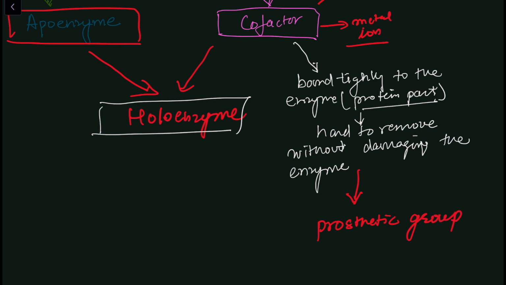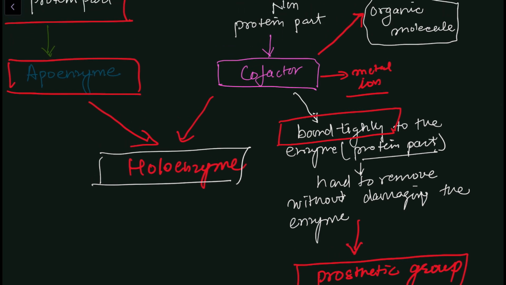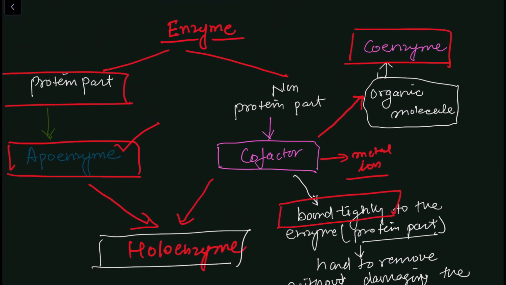So every time the term prosthetic group is used in relation with the enzyme, that means we are talking about the cofactor, and it is bound tightly to the protein part of the enzyme, which is also known as apoenzyme. Clear? So I hope these terms are clear to you guys.